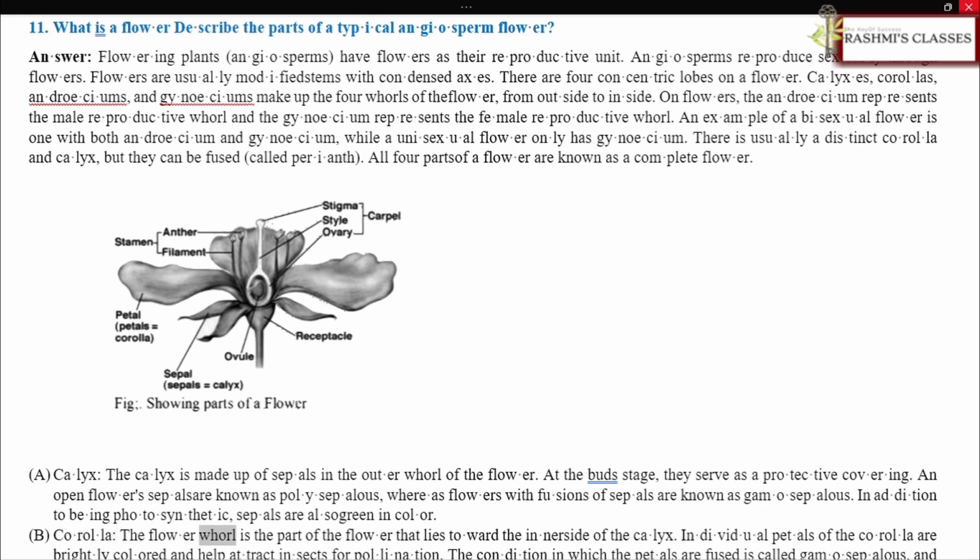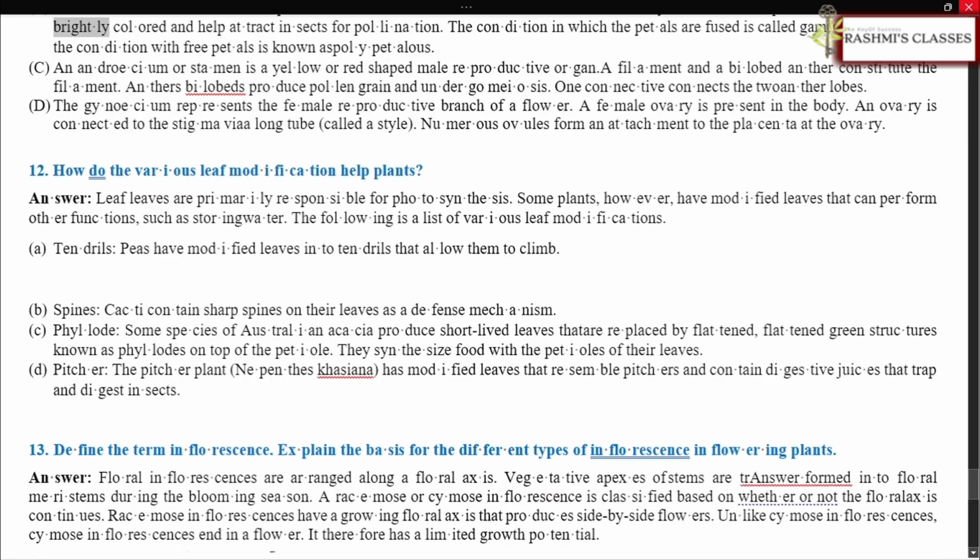Corolla. The corolla is the part of the flower that lies toward the inner side of the calyx. Individual petals of the corolla are brightly colored and help attract insects for pollination. The condition in which the petals are fused is called gamopetalous, and the condition with free petals is known as polypetalous.